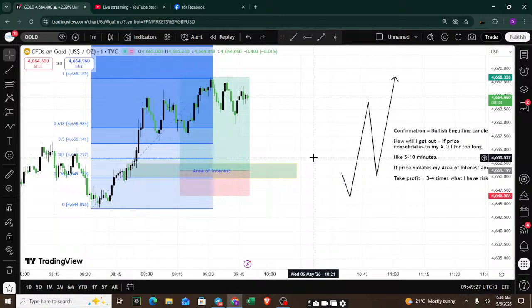Now, something else I'm backtesting is that once I don't see a setup within the first hour of the market open, that is from 9 a.m. to 10 a.m., the backtest is showing that sometimes that setup will form from 11 to 12.